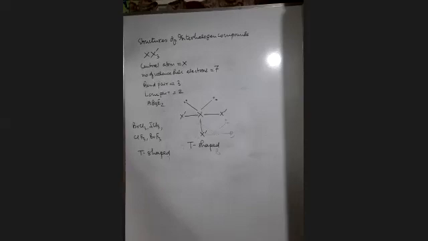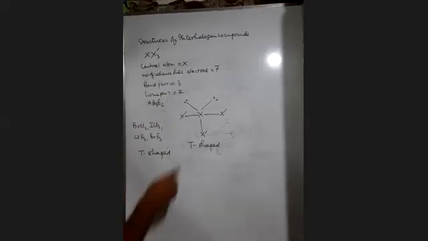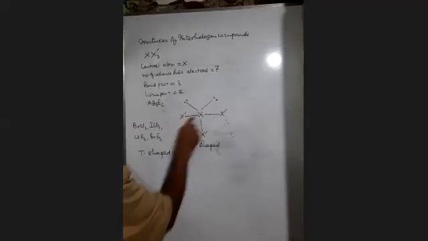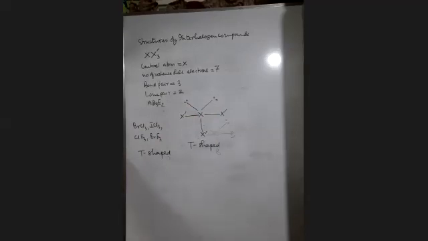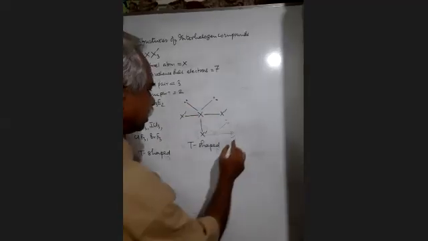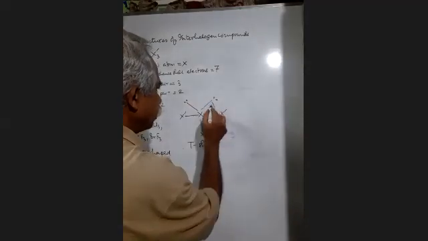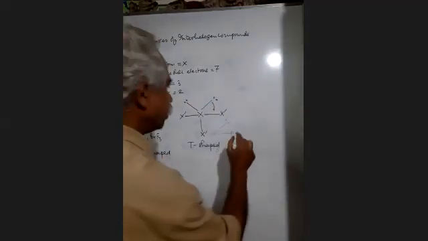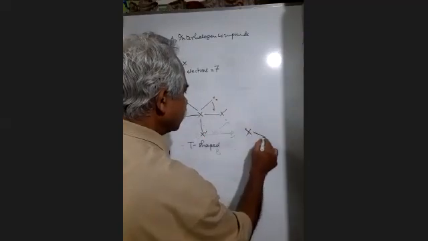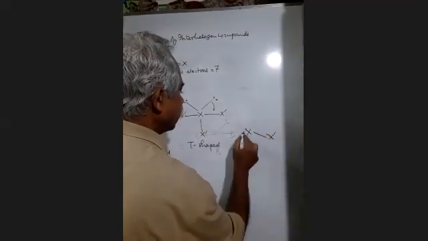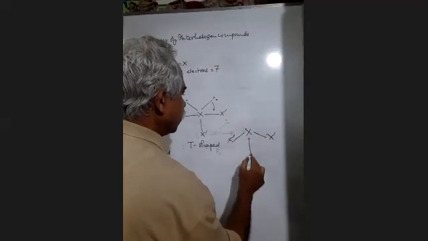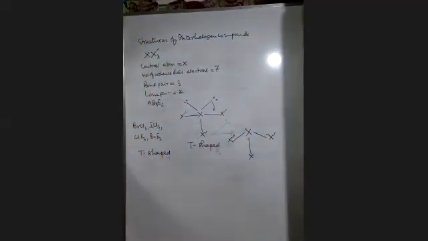Sir, in the book it is written bent T-shape. Why is it so? Correct. Because when the sizes are bigger, there will be repulsion between the lone pair and bond pair. So it will come down a little bit. The actual structure is, because of this repulsion, we know lone pair bond pair repulsion is very high. So what will happen? X, X prime, and X. Because of this they call it bent T-shape.